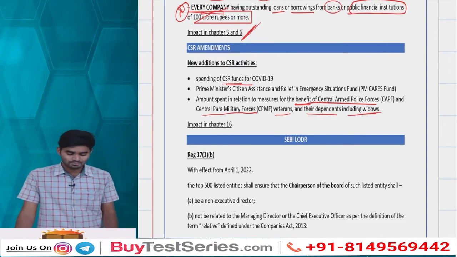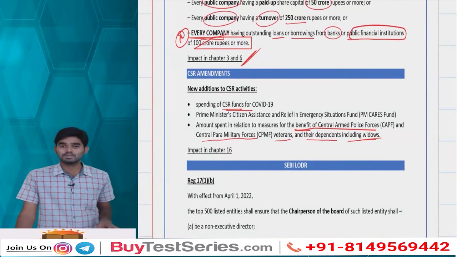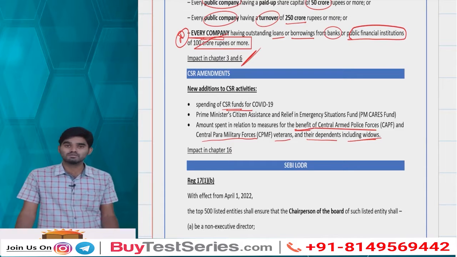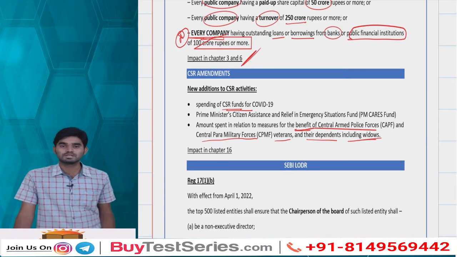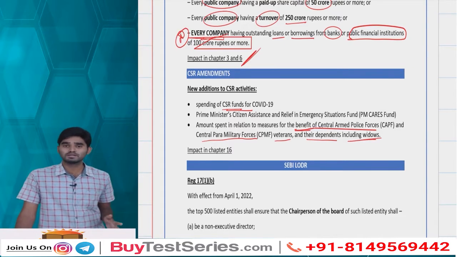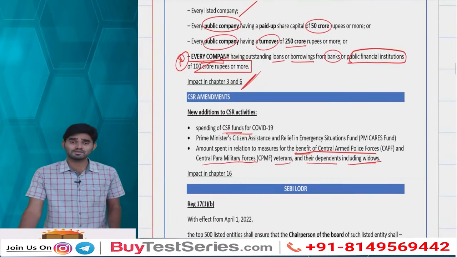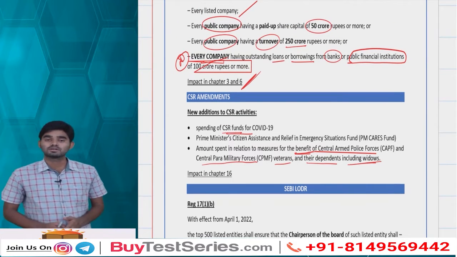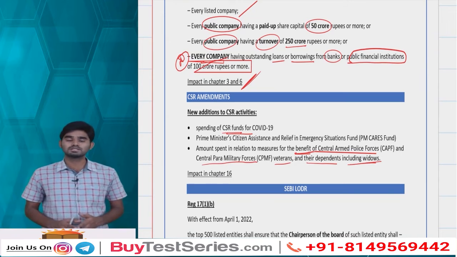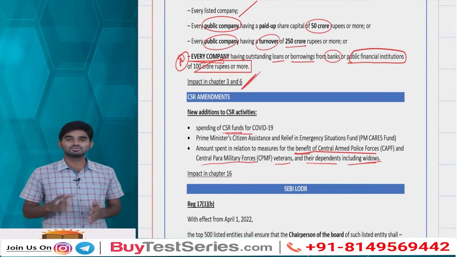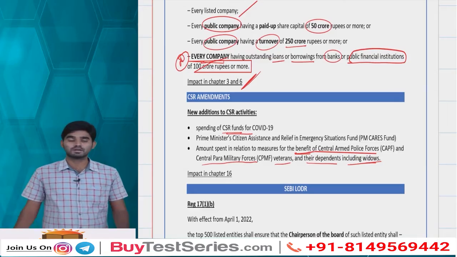Clear, everyone? So with respect to CSR amendments, these three are the new inclusions made to Schedule 7 which will be applicable for the coming attempt, December 2020. One is with respect to COVID-19 funds, next PM Cares, and CAPF and CPMF. Clear everyone? So that sums up the Companies Act amendments that have come from January to June 2020, which are applicable for the December attempt.